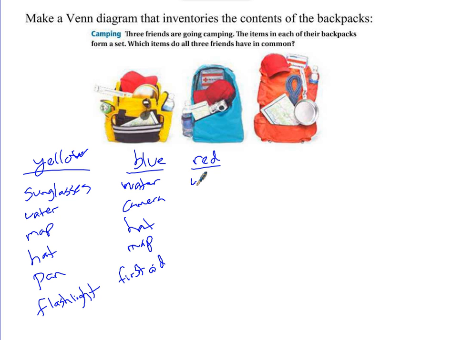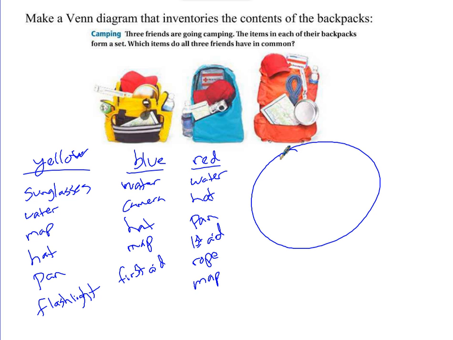Water again. Hat. Pan. First aid. Looks like a rope. Is that it? Map. That's it. So now we have roster form for all three of those backpacks. We want to make a Venn diagram. The Venn diagram has to have overlapping regions because obviously we have shared things. But there's 3 backpacks. So if I had just 2 backpacks, I would draw a circle and a circle.